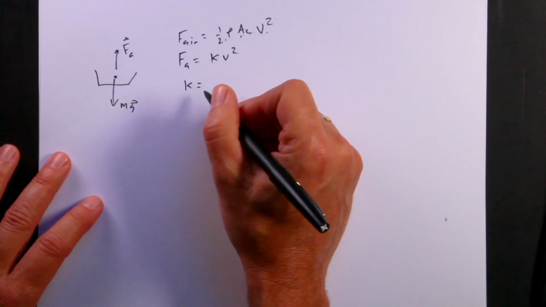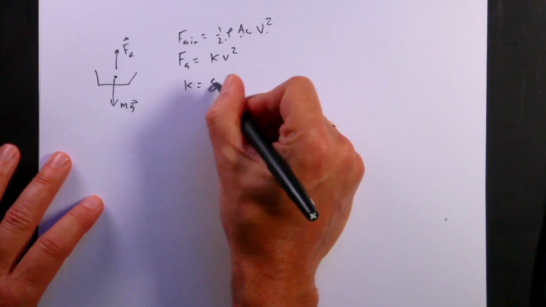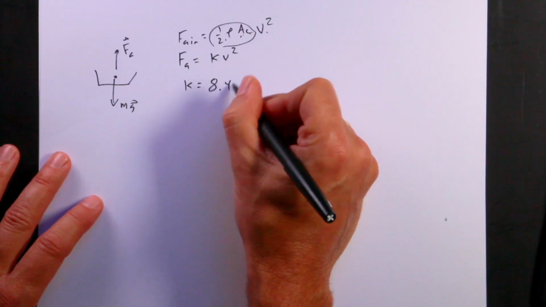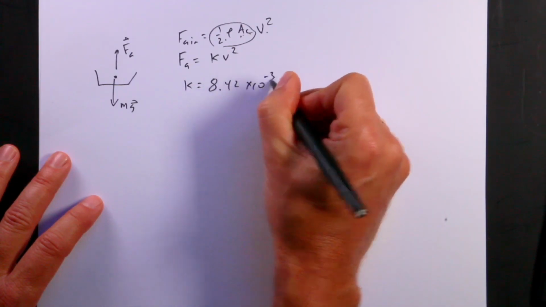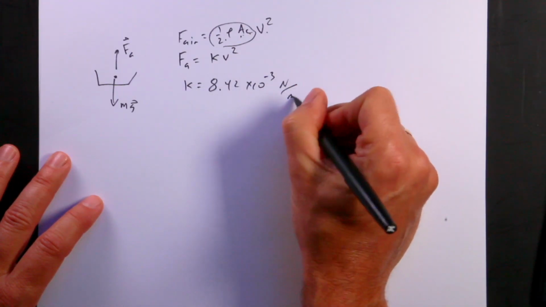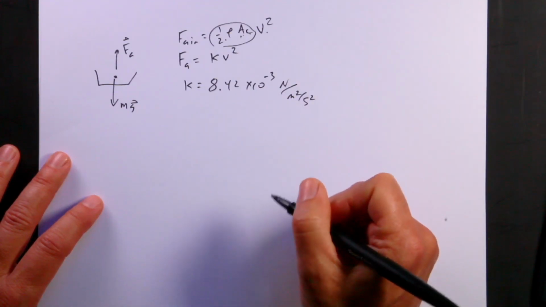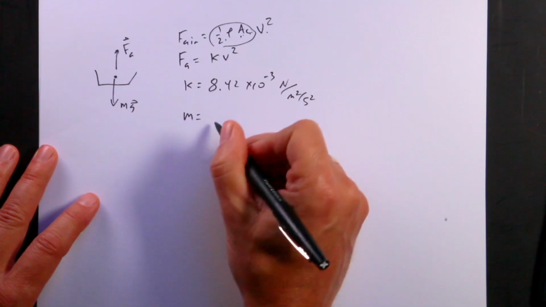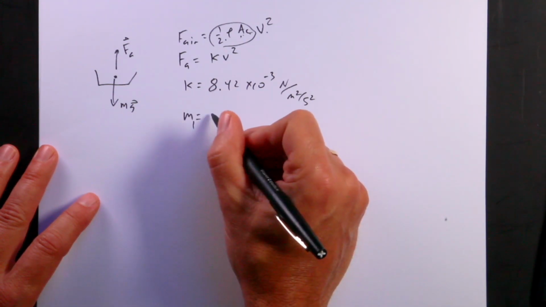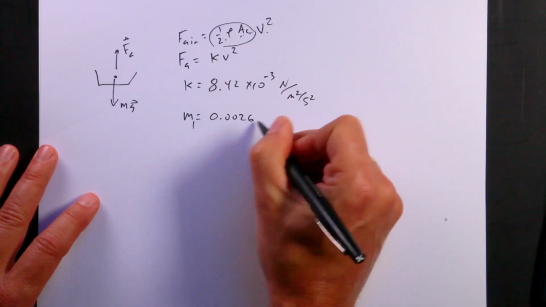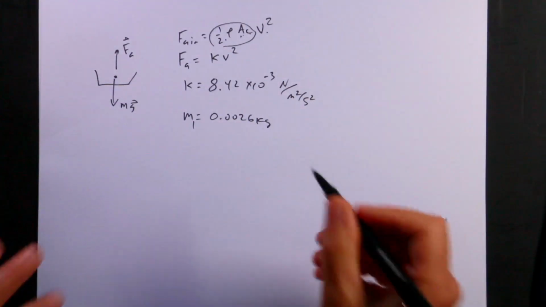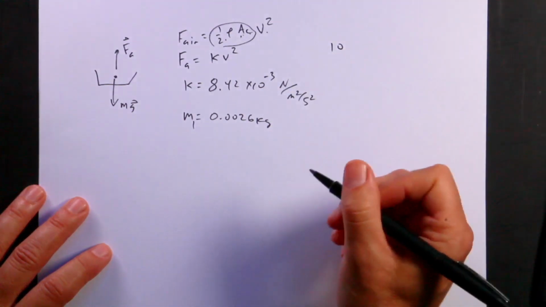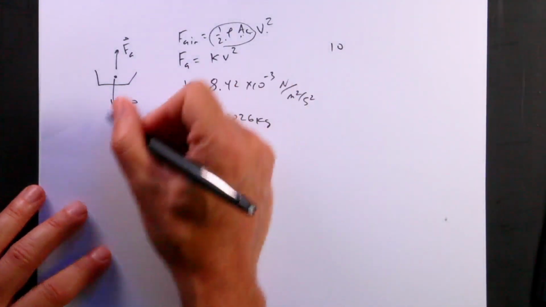In this case, I actually measured the coffee filter drag coefficient, which would be all this stuff together, of 8.42 times 10 to the negative third newtons per meter squared per second squared. And the mass of a single coffee filter, M1, is 0.0026 kilograms. So the question is, what if I take, let's say, 10 coffee filters, and I drop them a distance of, so I'm going to have this.